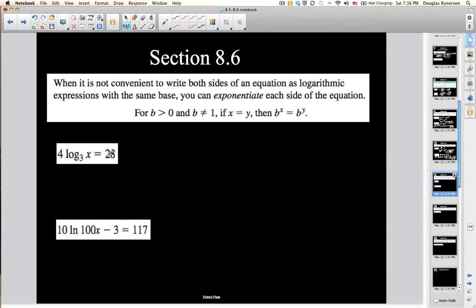Okay, so now when my variable is in a logarithm, what I need to do is different. I won't be able to take a logarithm of either side to solve this, but I can exponentiate either side. The first thing I'd want to do is isolate my logarithm by dividing by 4. Logarithm base 3 of x is equal to 28 divided by 4, which is 7.